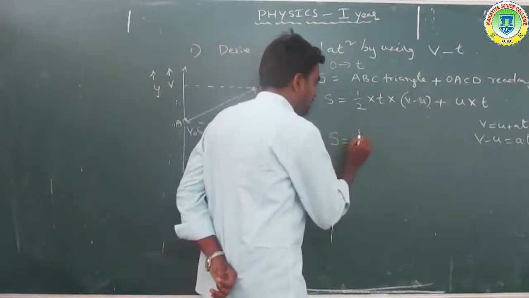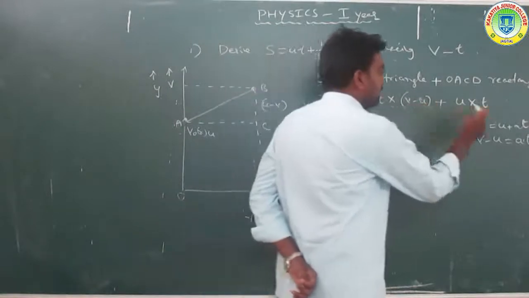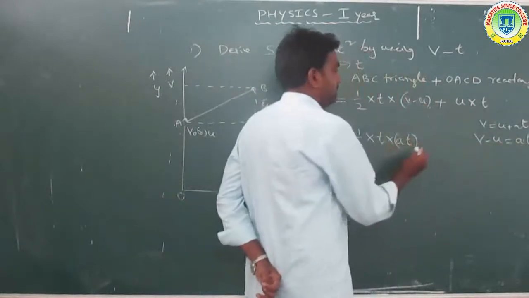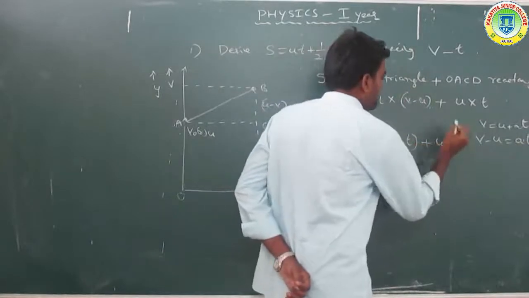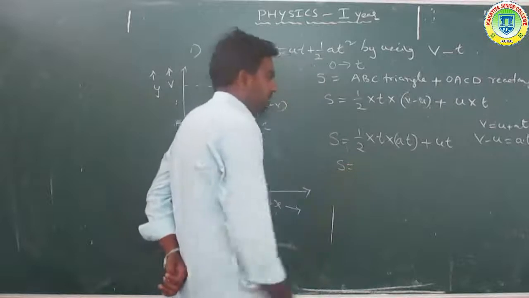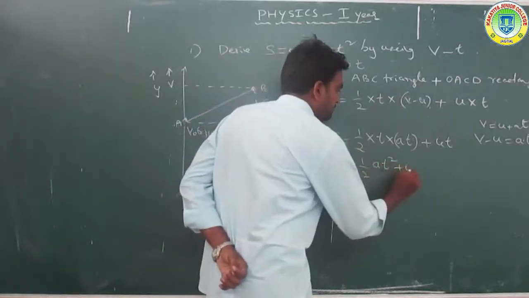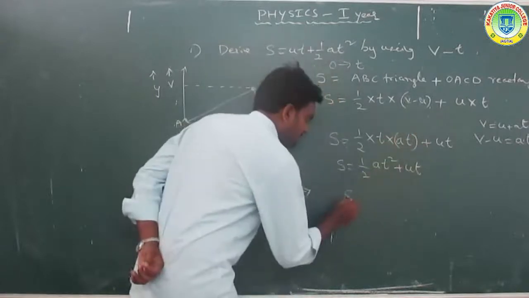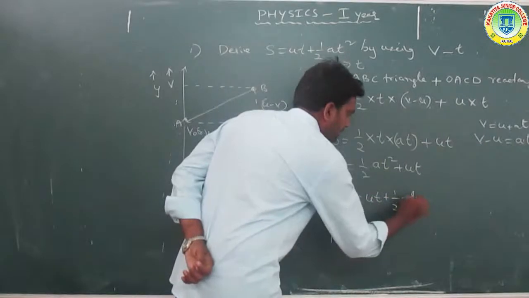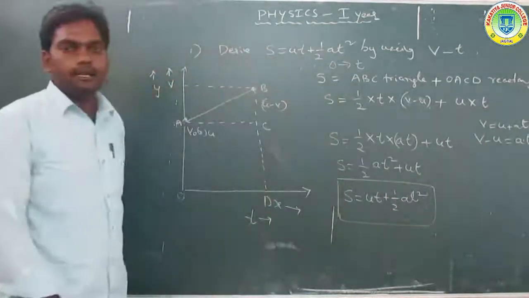s is equal to the average of u and v into t. Substituting the value of v minus u, which is at, we get a into t plus u t. On simplification, we get half a t square plus ut. So s is equal to ut plus half a t square. This is the derivation of the kinematic equation.